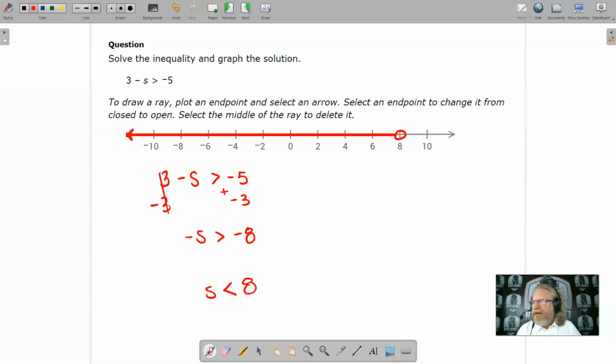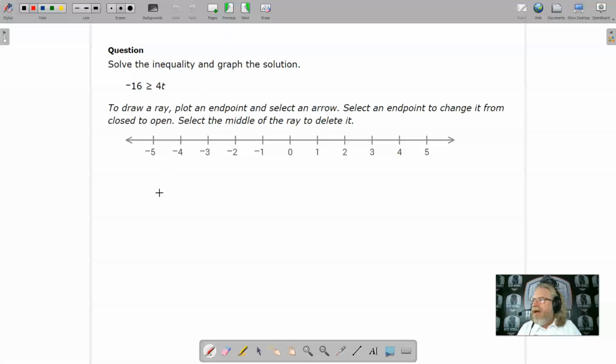And then let's go ahead and check this one, because this one here is a little bit different. So let's go ahead and select 0, right? 0's there as part of our solution. So I plug in a 0, 3 minus 0, greater than negative 5. So 3 minus 0 is what? 3, right? Is 3 greater than negative 5? Indeed it is. Checks out. We're good to go.